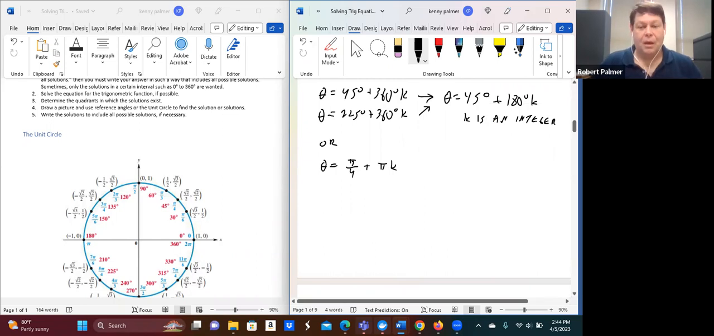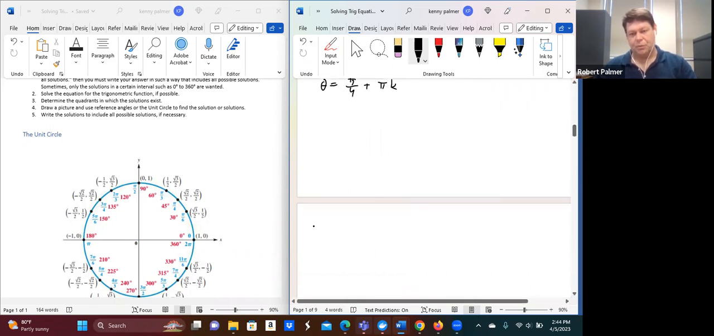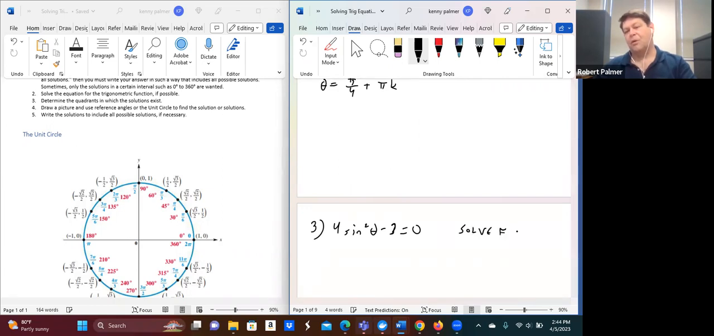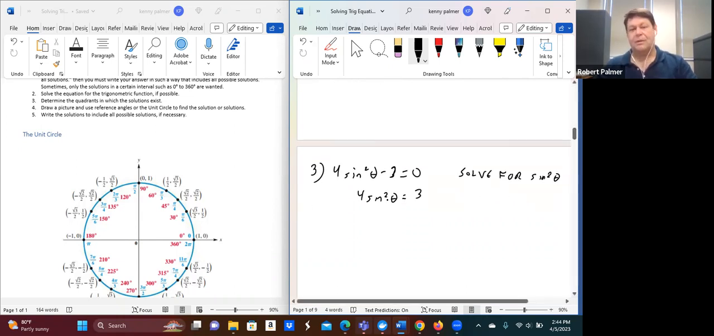Okay. All right. Take a look at our next one. We'll start a new page, number 3. So we have 4 times the sine squared of theta minus 3 is equal to 0. Once again, I want to solve for the trig function, solve for sine squared of theta. So add 3 to both sides. We have 4 sine squared of theta is equal to 3. And then divide both sides by 4. So we have sine squared of theta is equal to 3/4.